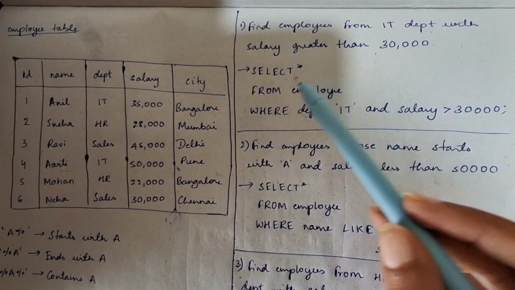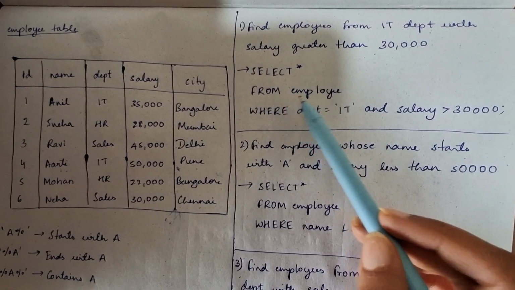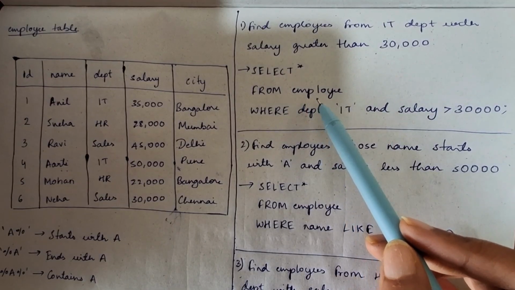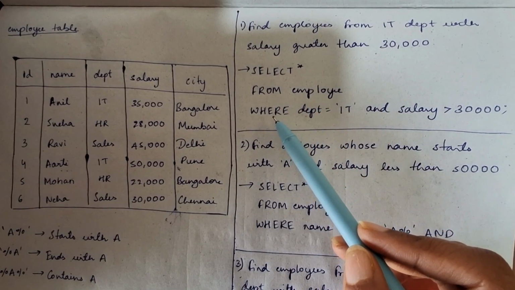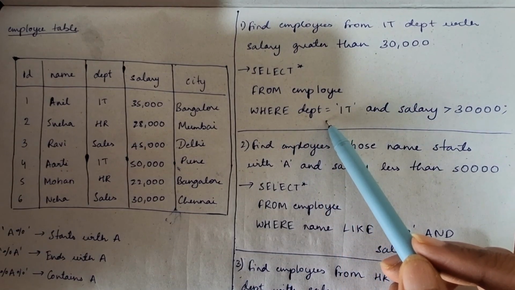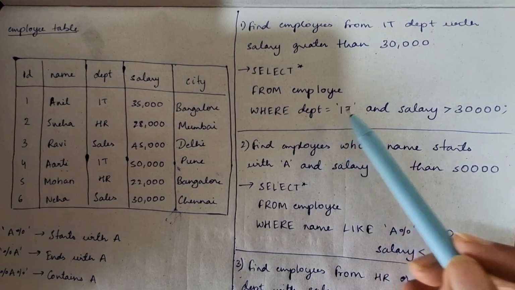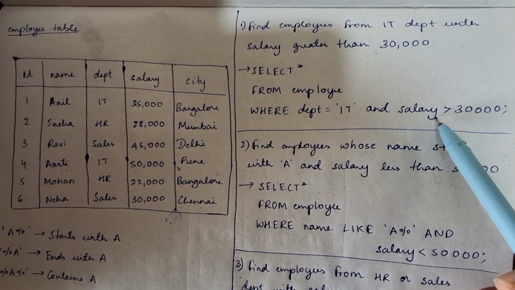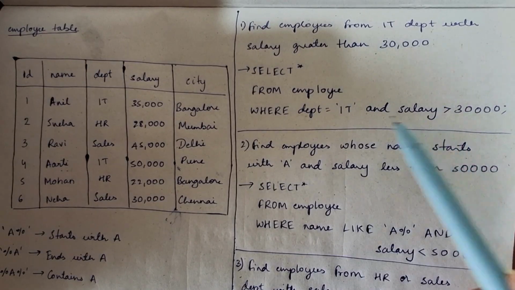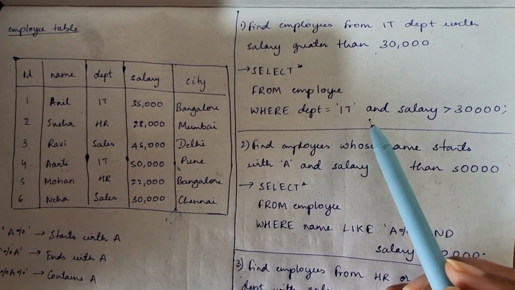Now let us understand this query. Select asterisk from employee means we want to see all the columns from the employee table. Next comes where clause. Where is used to give conditions. Now the first condition is department is equal to IT. This means select only those employees who are working in IT department. The second condition is salary greater than 30,000. This means select only those employees whose salary is more than 30,000. Between these two conditions, we are using AND operator. AND means both conditions must be true.